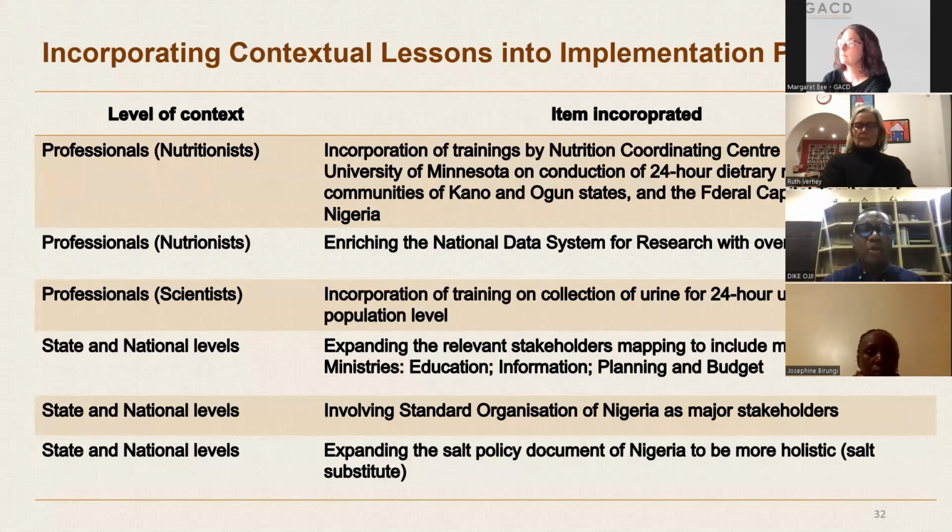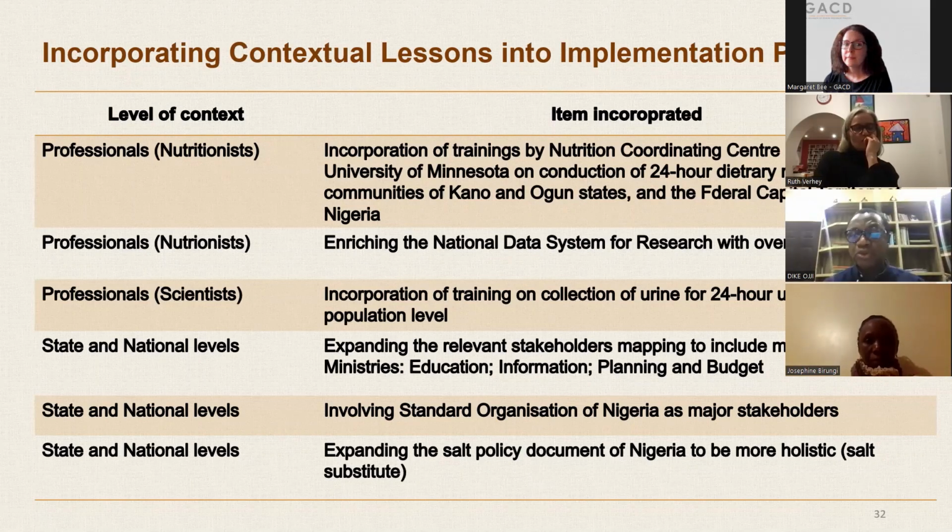So we incorporated some of our contextual lessons into our implementation process. For example, when we engaged nutritionists, we saw that there was a very low level of expertise in being able to conduct population-level nutrition surveys around dietary recall.